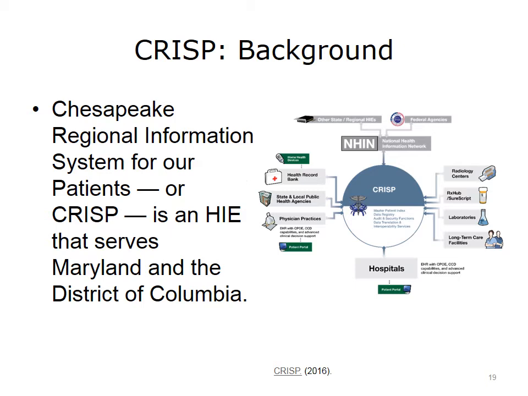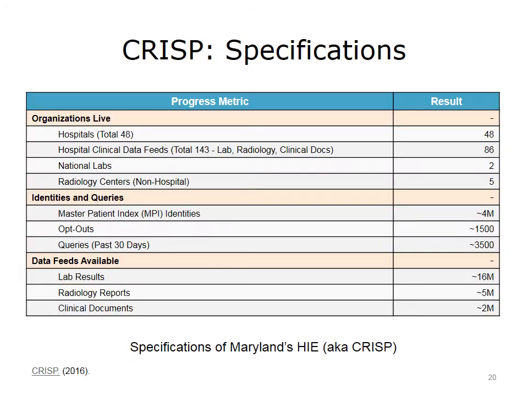Chesapeake Regional Information System for Our Patients, or CRISP, is a regional HIE that serves Maryland and the District of Columbia. As shown in the schematic diagram on the right, CRISP receives from and exchanges data to various entities, including health records banks, state and local public health agencies, physicians' practices, radiology centers, medication hubs, laboratories, long-term care facilities, and hospitals. CRISP has a wide network of stakeholders and exchanges data between many entities.